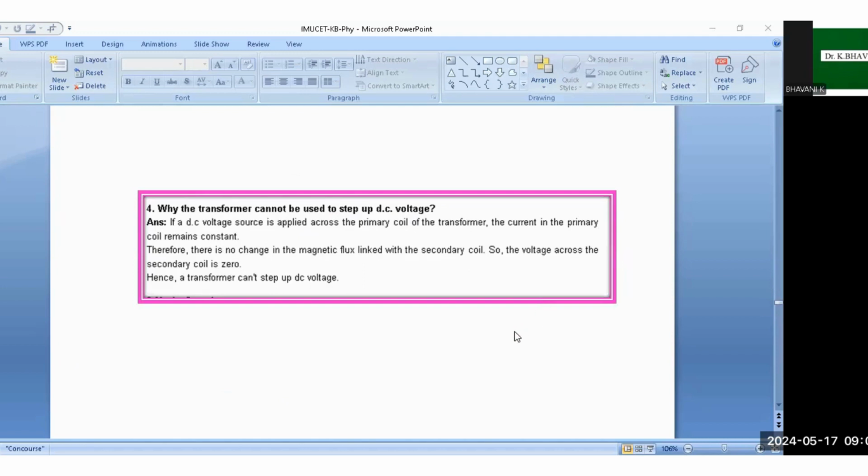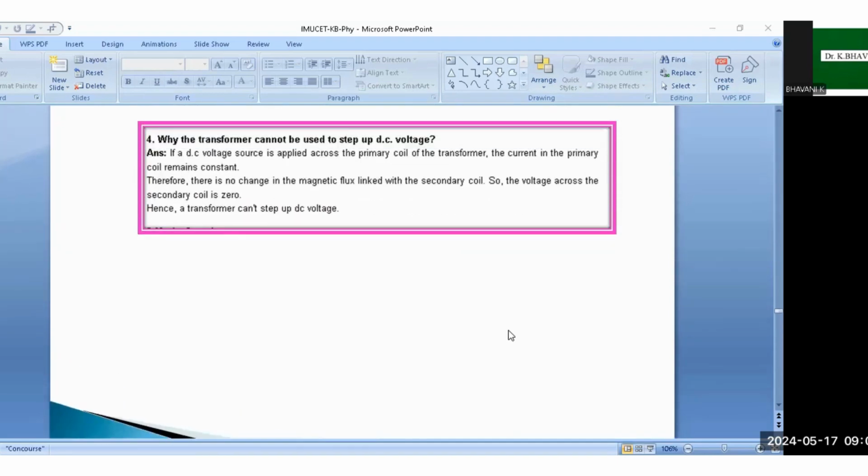Now, why can the transformer not be used to step up DC voltage? Because the DC voltage source is applied across the primary coil of the transformer. Now, the current in the primary coil remains constant. Therefore, there is no change in the magnetic flux linked with the secondary coil. So the voltage across the secondary coil is 0. So a transformer cannot step up DC voltage.